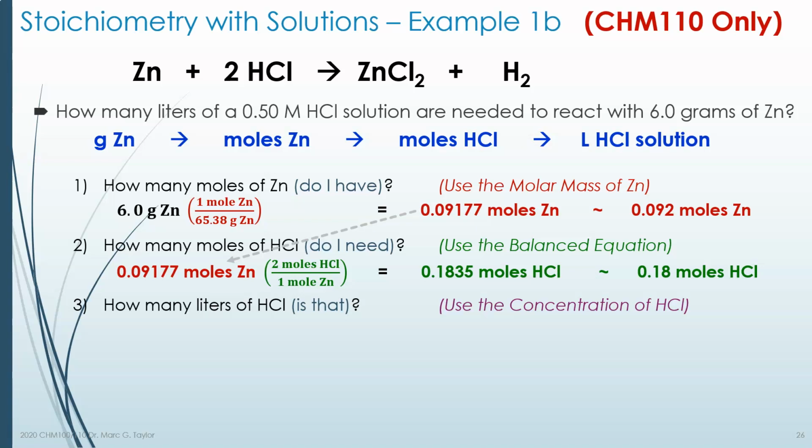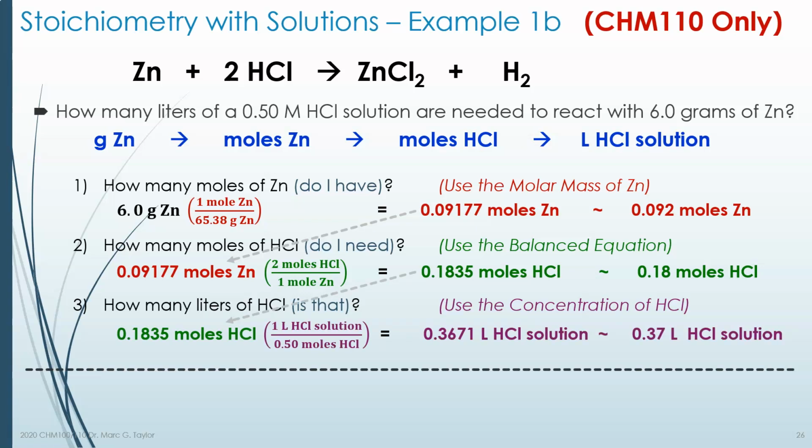So we need the unrounded volume, and now we're going to use the concentration of HCl. It's in molar, but molar is the exact same thing as moles per liter, or 0.50 moles of HCl per 1 liter of HCl solution. And that's our conversion factor. We're going to write it upside down because we want the moles on the bottom and we want the liters on the top. And when we multiply it out, we end up getting a final answer of 0.3671 liters of HCl solution. And now we can finally round to our final answer of 0.37 liters of HCl.